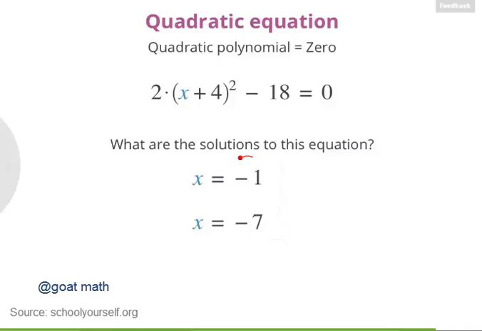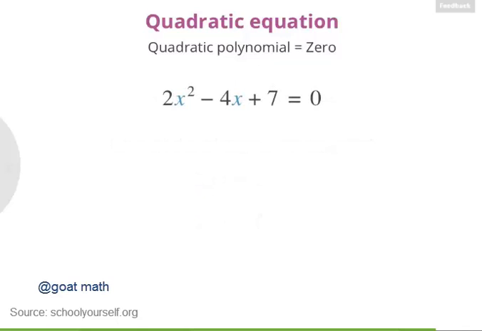Many quadratic equations have two solutions like this. Now how would you solve a quadratic equation like this one? 2x squared minus 4x plus 7 equals 0. Well, you'll discover a formula for quickly solving any quadratic equation in a later lesson.